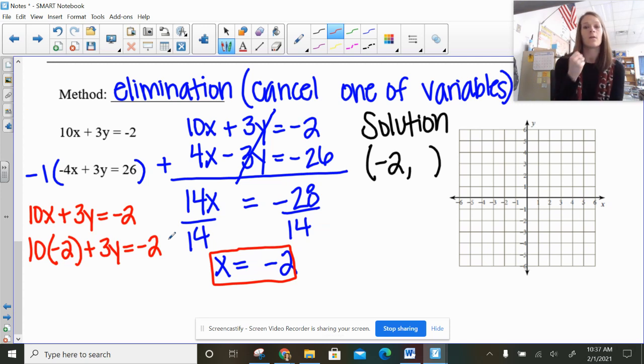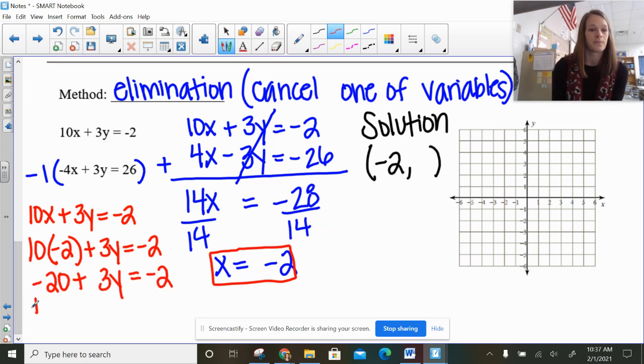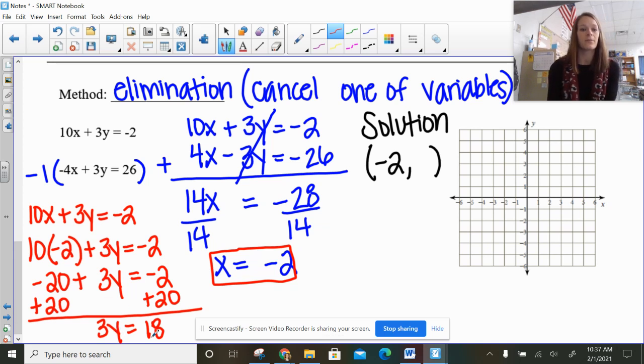Okay, and I want to now solve it for y so that I can get the other part of my solution. So 10 times -2 is -20. Bring down 3y equals -2. Add 20 to both sides. So 3y equals -2 plus 20 is 18. I can now divide by 3 on both sides and get y equals 6. Okay, and so that is the other value for my solution.